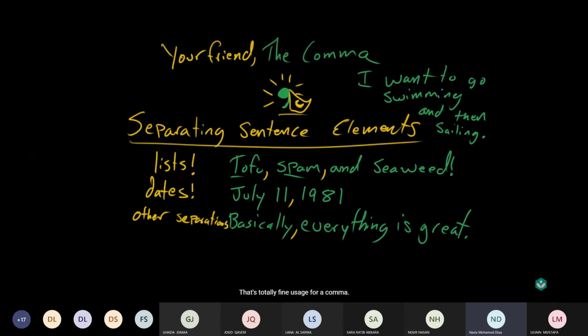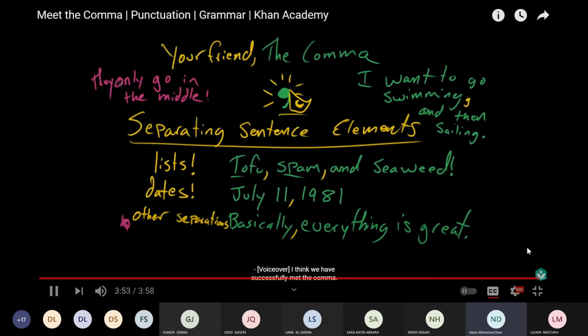That's totally fine usage for a comma if it's in the middle of a sentence, but not at the end of a sentence. Right. Okay, so commas only go in the middle. Yeah. So, comma separates stuff, which therefore means it has to be in between something. Right. There has to be something to the left and something to the right. Cool. All right. That's a comma. Yeah. I think we have successfully met the comma.